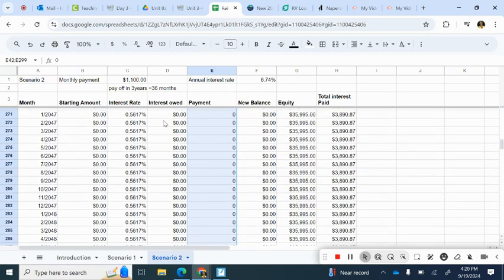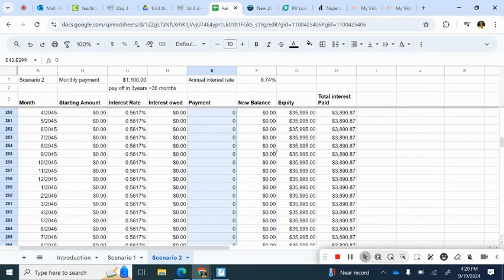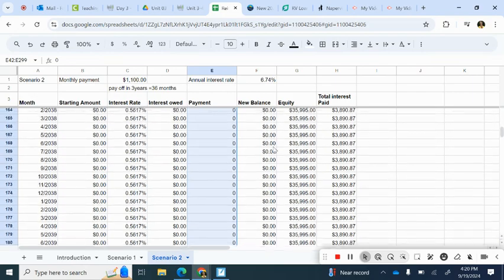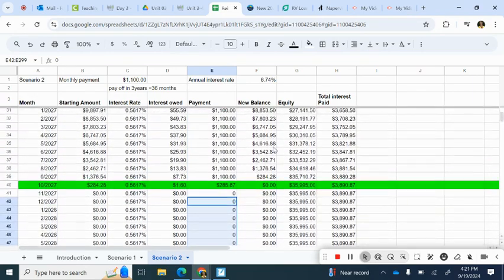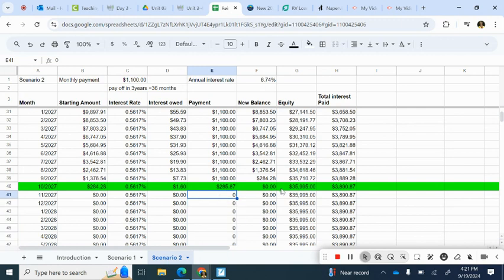That would make the starting amount zeros, interest owed zeros, new balance zeros, equity at the full amount. Drag the zeros down. Do not delete that stuff. That makes a huge difference when you're graphing it. Okay. Other thing I need to adjust.